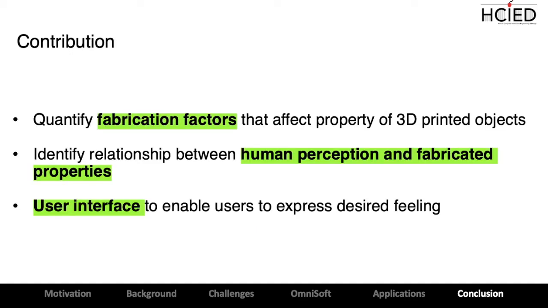Our contribution is threefold. We quantified fabrication factors that affect properties of the 3D printed object through many 3D printing parameters. We also identified a relationship between the human's subjective perception and fabricated properties using the standard scales. We also provide a user interface and a library of common everyday examples with standard scales, so that it can be applied to many different material properties or other techniques to create those properties available to the users.